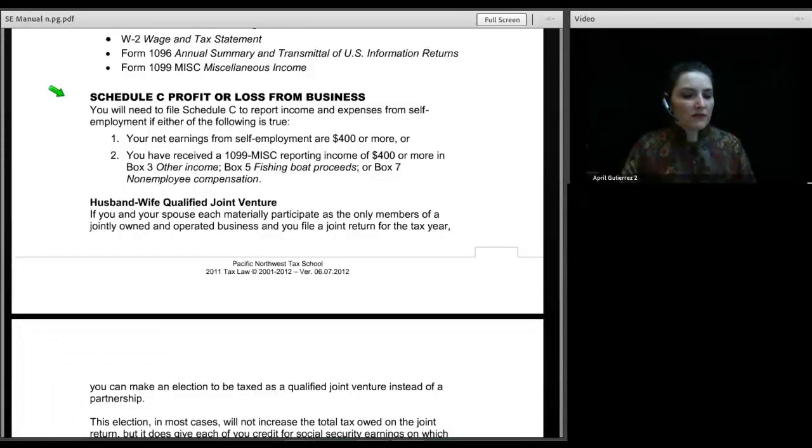Now, the form itself should be filed if either of the following is true. You have net earnings from self-employment that are $400 or more, or you have received a 1099 miscellaneous reporting income of $400 or more in box 3, other income. So essentially, IRS says you're required to file Schedule C and report self-employment tax if you have a profit from your business. And even if you don't have a profit from your business, you probably should file anyway if you have a 1099 miscellaneous that you've received, because the IRS has no idea what your expenses are until you file the 1040 with a Schedule C attached to tell them what your expenses are.